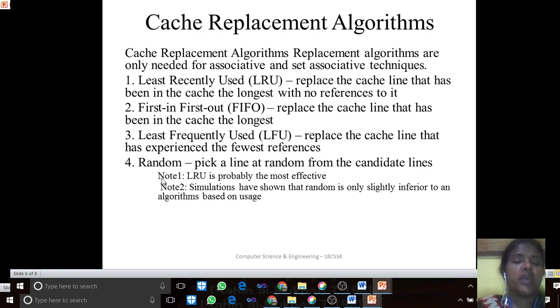Random: pick a cache line at random from the candidate lines. Whatever is available, you pick at random and replace it. Two things you have to note here. LRU is probably the most effective. That means least recently used is the most effective. Simulations have shown that random is only slightly inferior to algorithms based on usage.